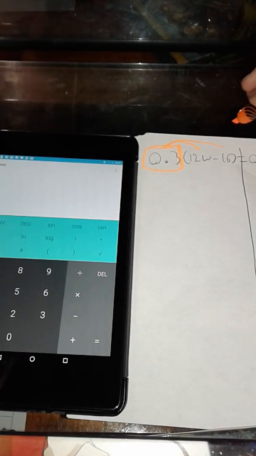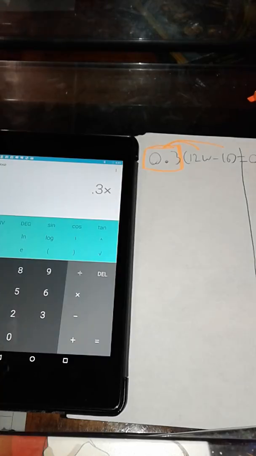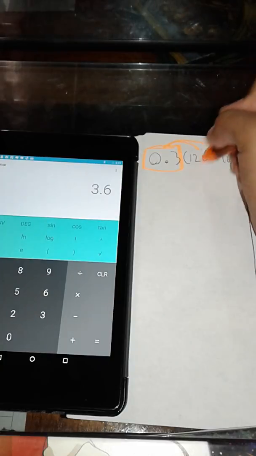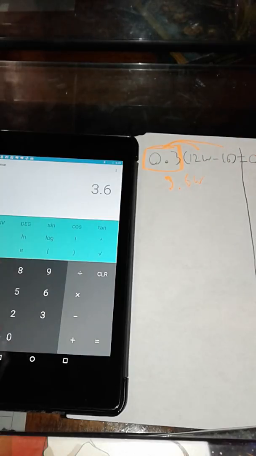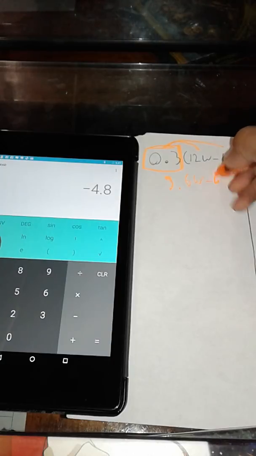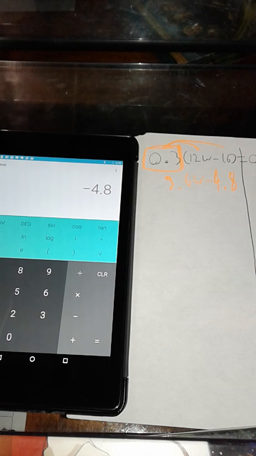First I'm going to distribute 0.3 into 12w and negative 16. So 0.3 times 12 is 3.6w. Now 0.3 times negative 16 equals negative 4.8. Then equals, and I'll switch to the other color.